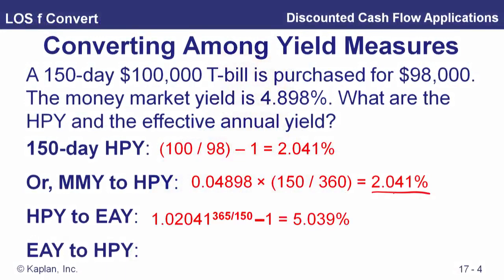So if we just had the yield and not the price of the T-bill, we could still back that holding period yield out of there. So now we can use that to get our effective annual yield. And again, that's an annualization with compounding for 365 over 150 days, the number of 150-day periods in 1 year. And if we had that effective annual yield and we wanted to go back to the holding period yield, notice the exponent there is just the inverse. So we're going to unannualize that by taking 1 plus that effective annual yield of 5.039% to the power 150 over 365, and we get back our holding period yield.